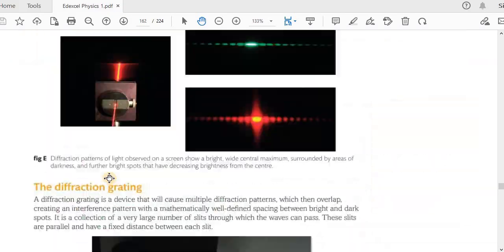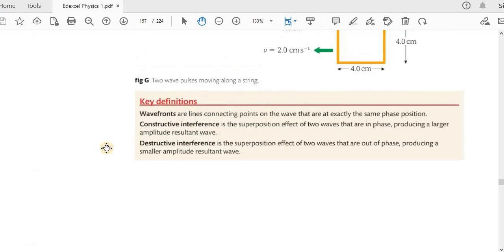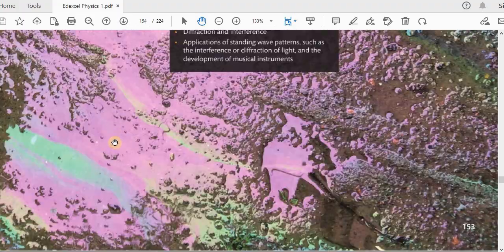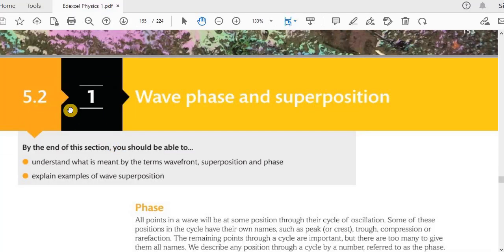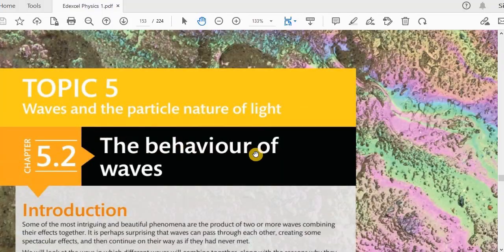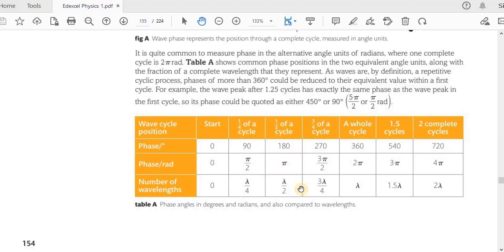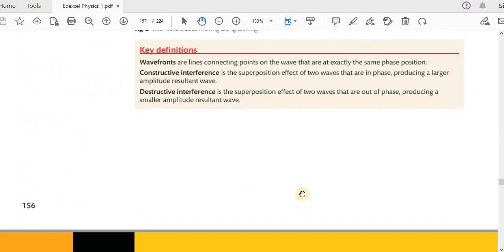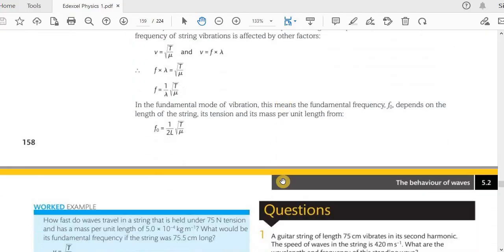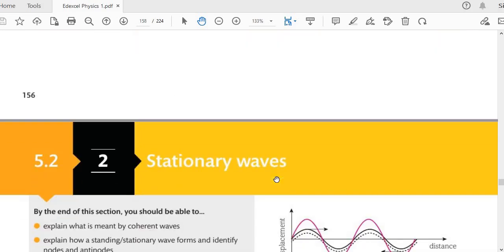And we have actually completed that chapter on that topic. So remember, this is what we already went through in chapter 5.2, behavior of waves. Remember the angle, how I told you how to convert between the units. Then we also talked about the stationary wave in a string, and there is a video.